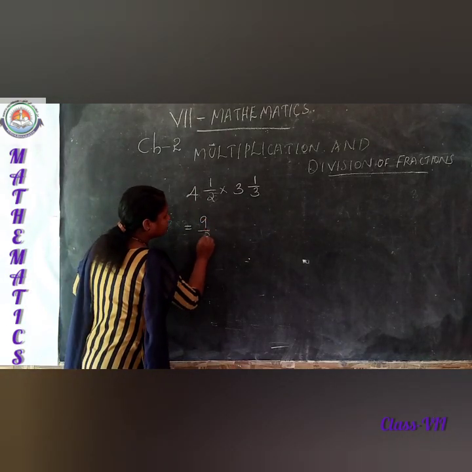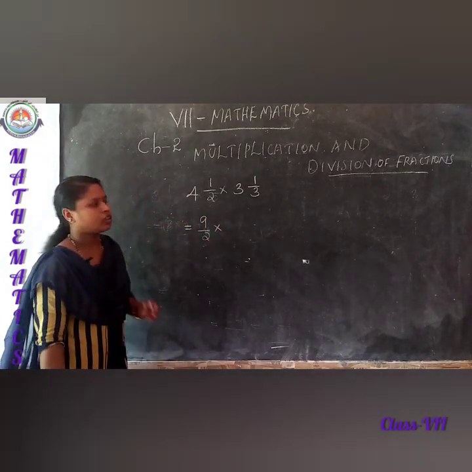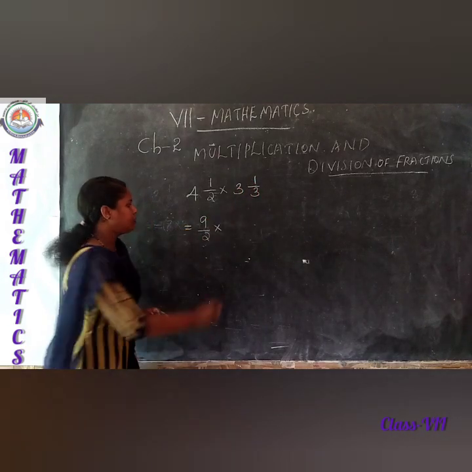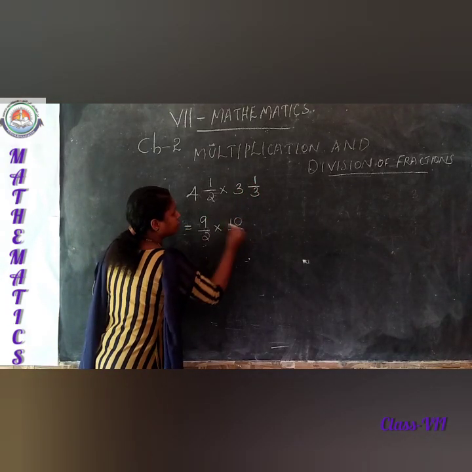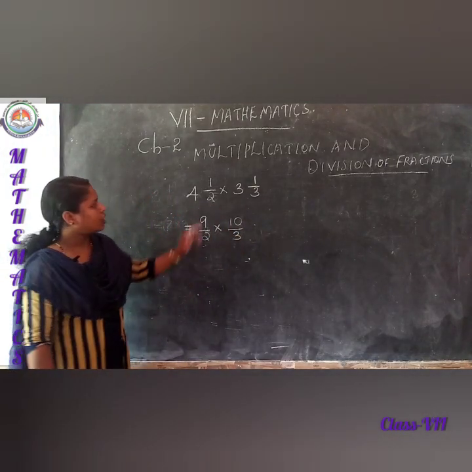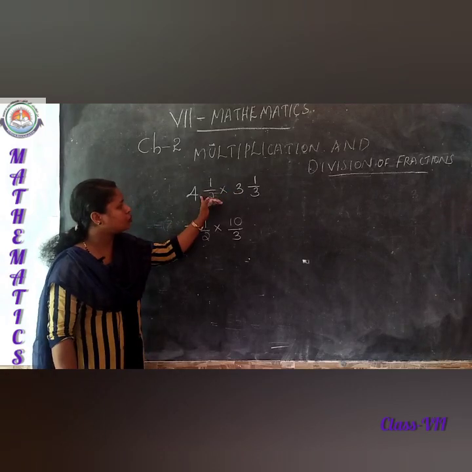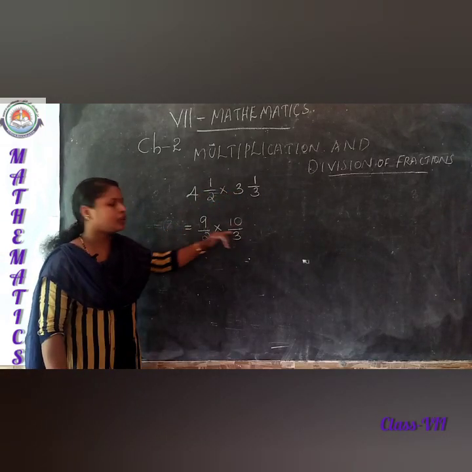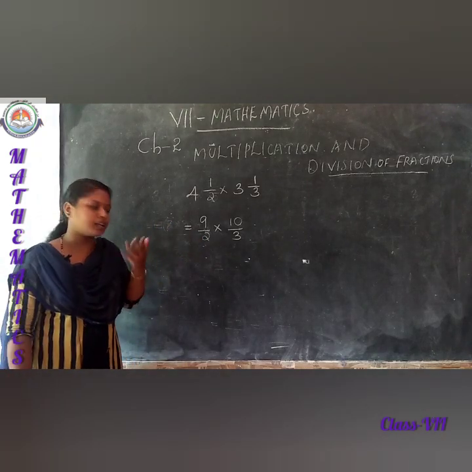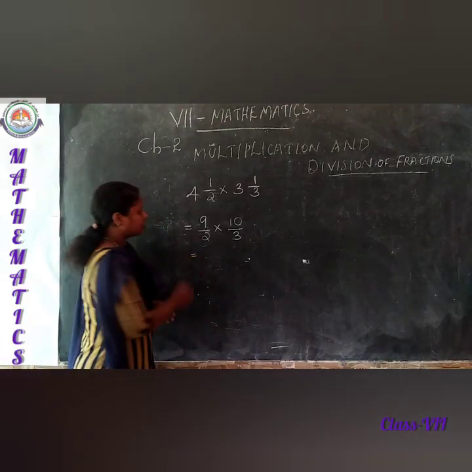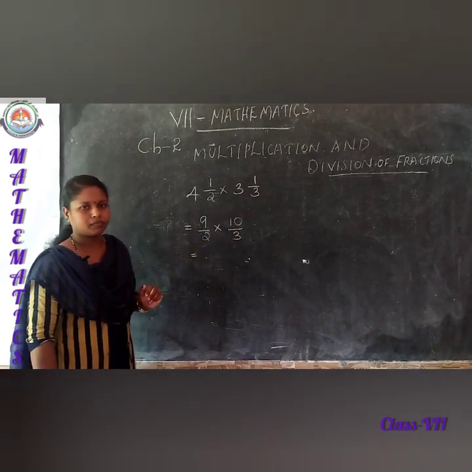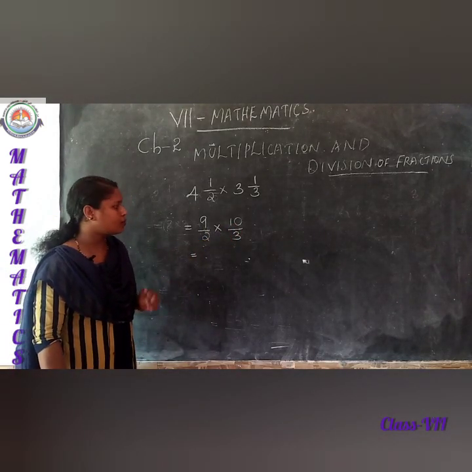9 by 2 into 3 into 3, 9. 9 plus 1, 10 by 3. Okay, now we have changed these two mixed numbers into improper fractions. Then remove the common factors and multiply. Here 9 and 2, there is no common factor. 10 and 3, there is also no common factor.